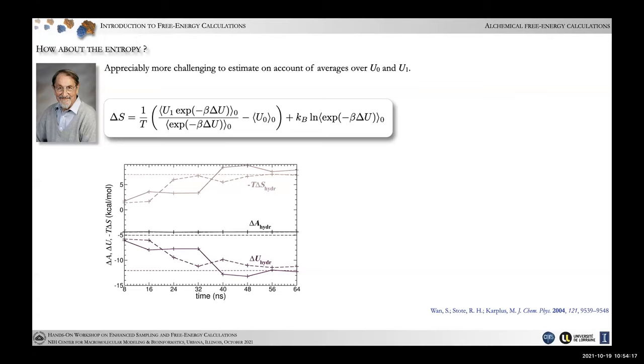Great. Moving on. So we are in the part of the lecture on free energy perturbation, and you might ask, what about entropy? I mean, can we calculate entropy following the same principle? Well, entropy is far more challenging. And when I say entropy, it's also true for enthalpy.